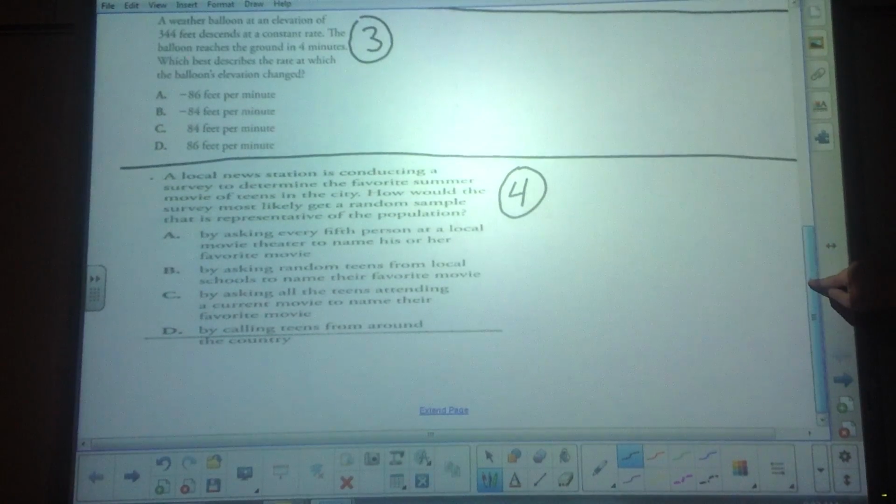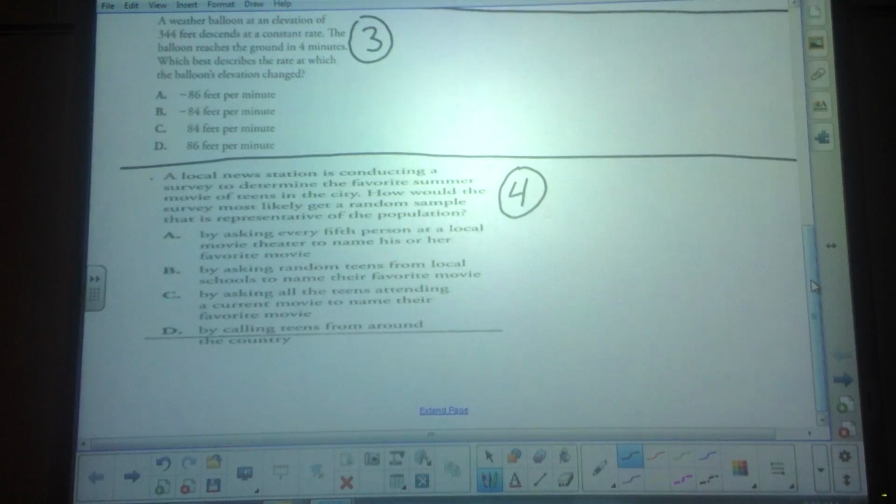4. Local radio station is conducting a survey to determine the favorite summer movie of teens in the city. How would the survey most likely get a random sample that is representative of the population? All right. A, asking every 5th person at a local movie theater to name his or her favorite movie. That might be a good choice. Let's hang on to that one a second. B, by asking random teens from local schools to name their favorite movie.